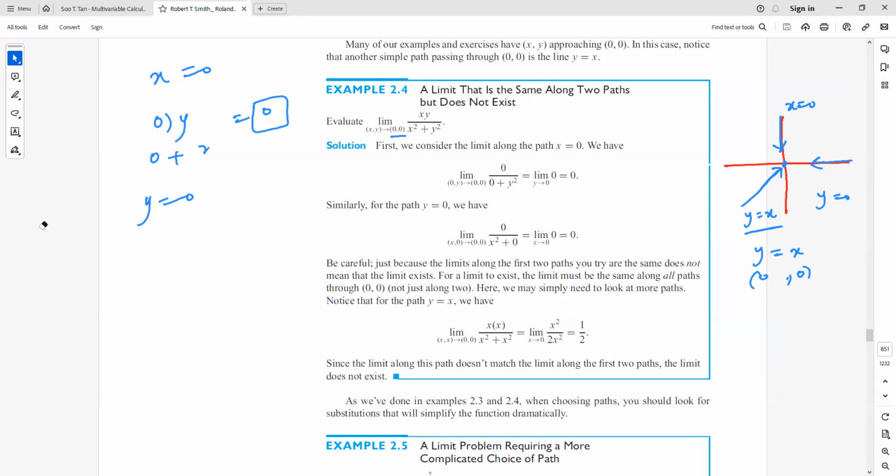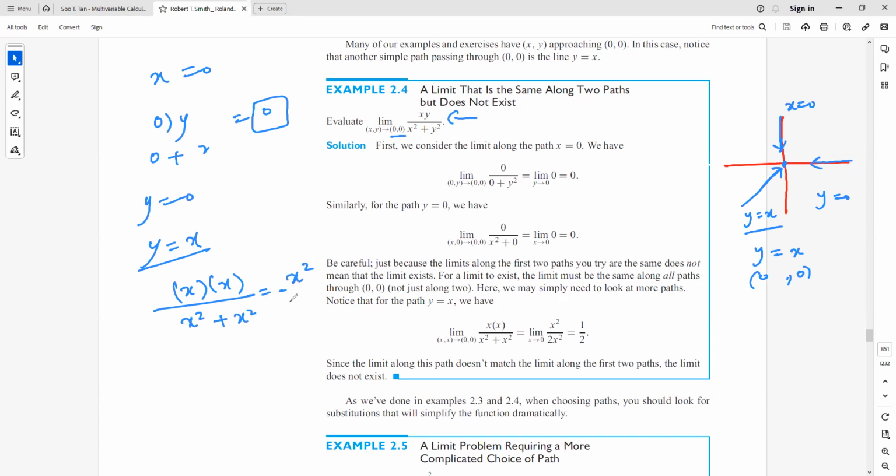Now if we plug y equals 0 in this function, we are going to get 0. Now if we approach from the line y equals x, what happens here is x times x over x squared plus x squared.